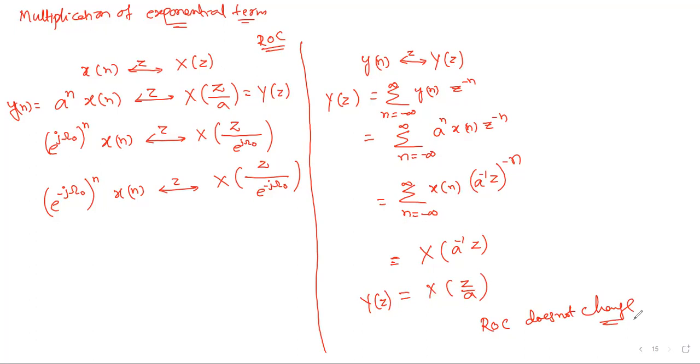Now we will solve one numerical. This is very, very important, very important for the exam also. Find the Z transform and ROC of x of n equals cos omega naught n into u of n.